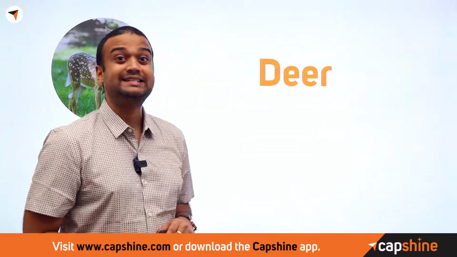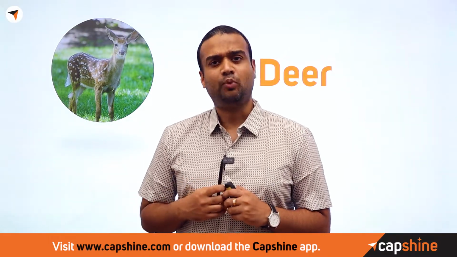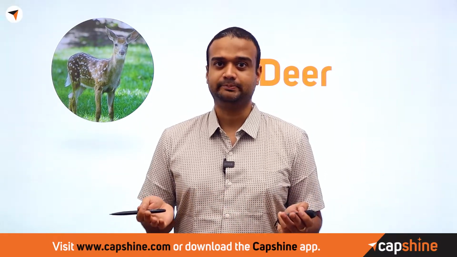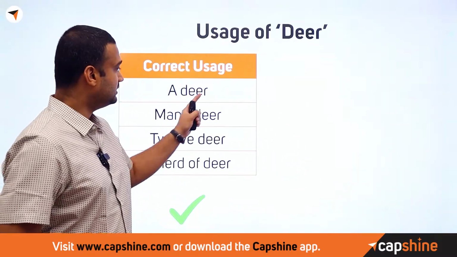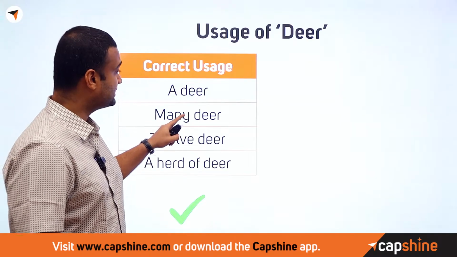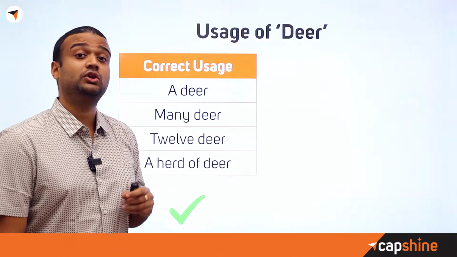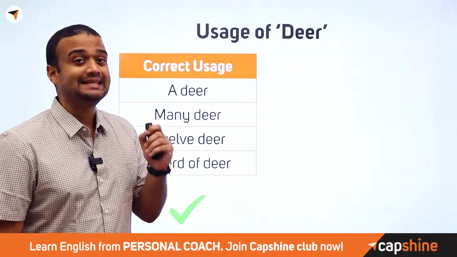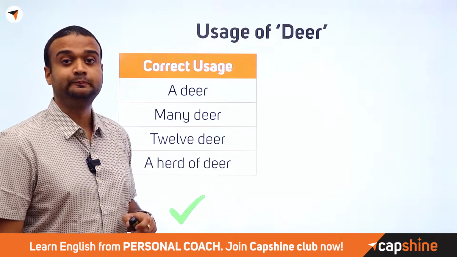The next word is deer. The animal deer. What could possibly be wrong in our usage of deer? Well, here are some right usages. A deer, that's correct, that seems obvious. Many deer, notice how the deer here does not have a plural form s because the plural of deer is deer. 12 deer and a herd of deer. A herd of deer is a collective noun.